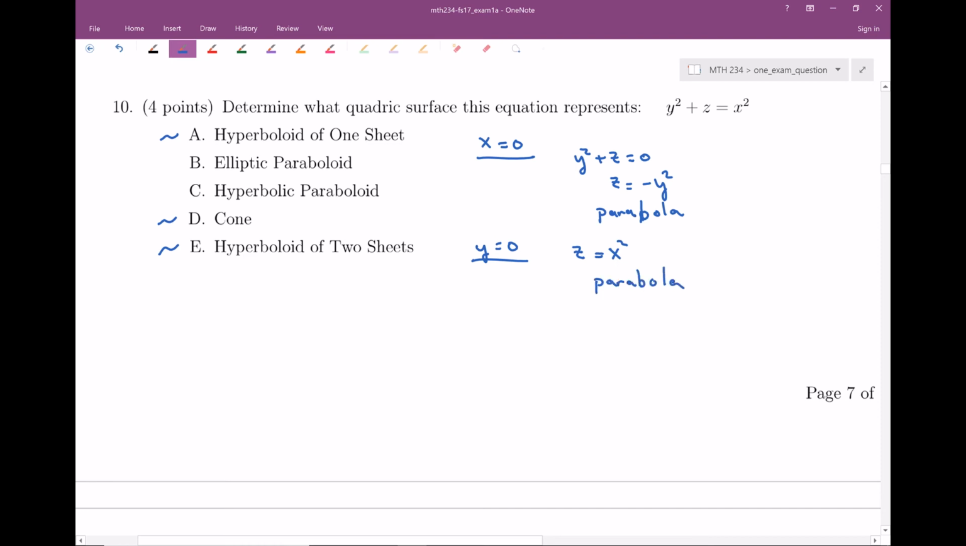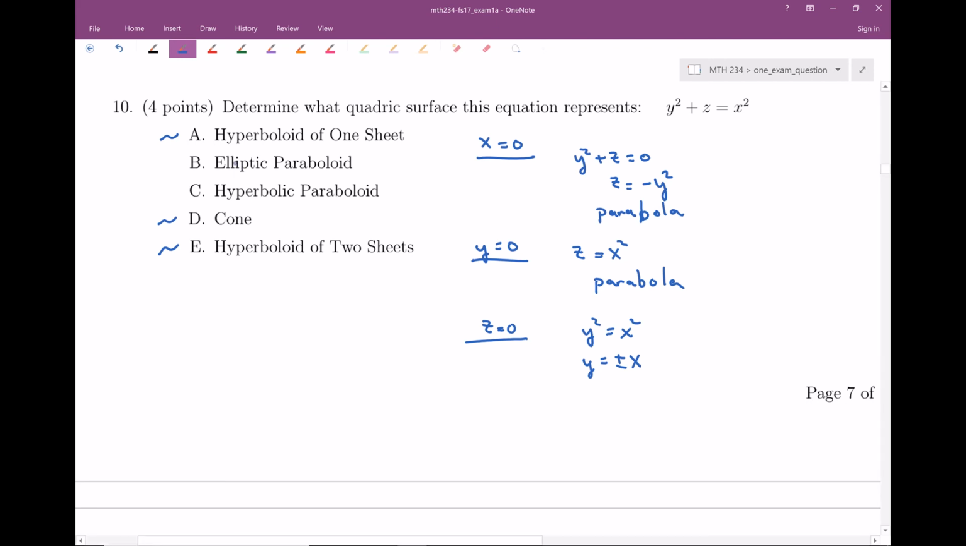Both the elliptical paraboloid and the hyperbolic paraboloid have two parabolas in them, so maybe I still don't quite know yet. Let's try another one. Let's try z equals 0. At z equals 0, we get a little bit of nonsense here, so this may not be the best trace to choose. If I chose z equals 0, I'm going to get y squared is equal to x squared. If I take the square root on both sides, I'd get y is equal to plus or minus x. So these are straight lines.